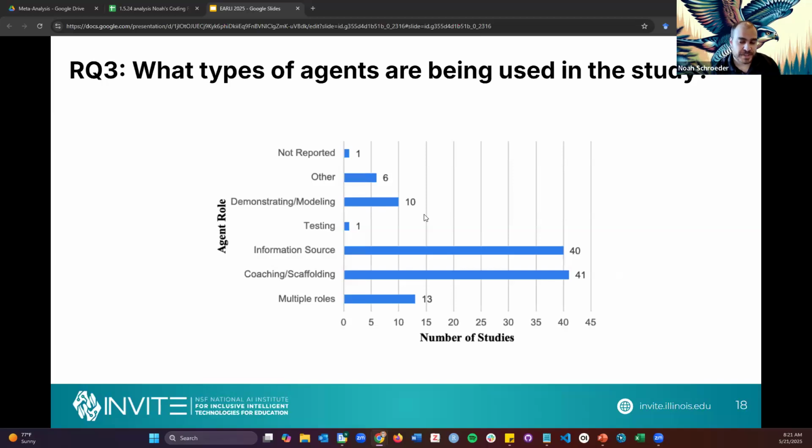In terms of the role of the agent in the learning environment, this was not surprising, but intriguing. And I say that because it's very easy to design a character that just talks. If it just stands on the screen and talks, it just acts as an information source. That's very simple to design. So of course, we see a lot of studies there. Similarly, we see a lot of studies with agents that are doing coaching or scaffolding, which is really interesting. But something that was really striking to me is we still only had 10 studies where the agents were demonstrating or modeling a task. And I think this is really creative. This is going to get tied in later.